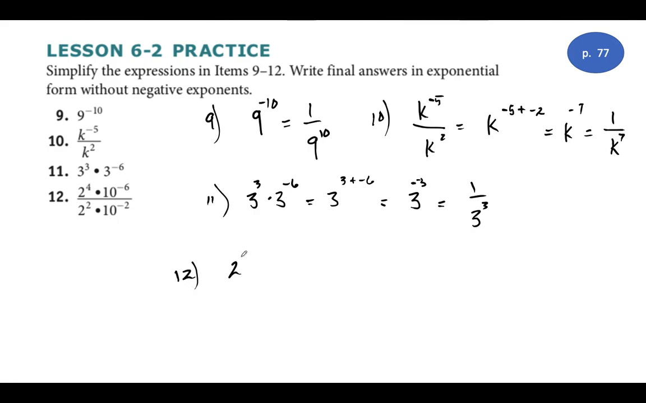We got 2 to the 4th power times 10 to the negative 6th power divided by 2 to the 2nd power times 10 to the negative 2nd power. So let's divide these first. So 2 to the 4 minus 2 power, and then 10 to the negative 6 minus a negative 2.